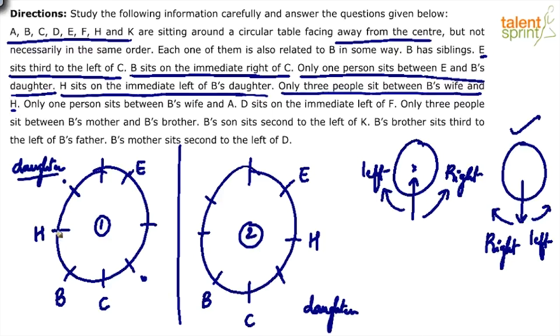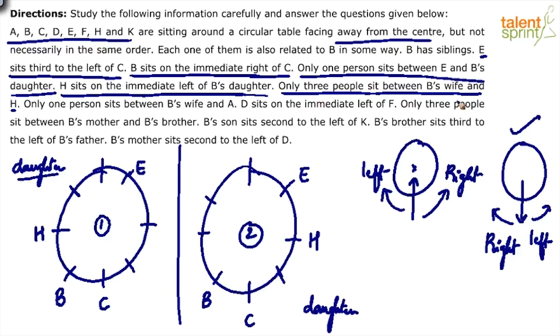Or if you take in this side also, this direction also, 1, 2, 3, Y would come here. They are opposite to each other. You're able to follow? So always in an 8-member circular arrangement, when the statement says that there are 3 people between M and N, M and N would be seated opposite to each other.